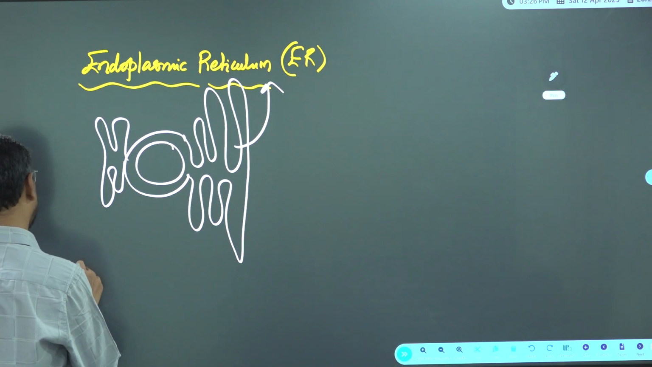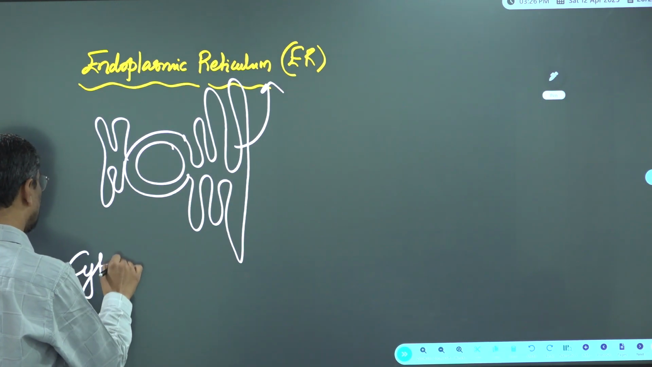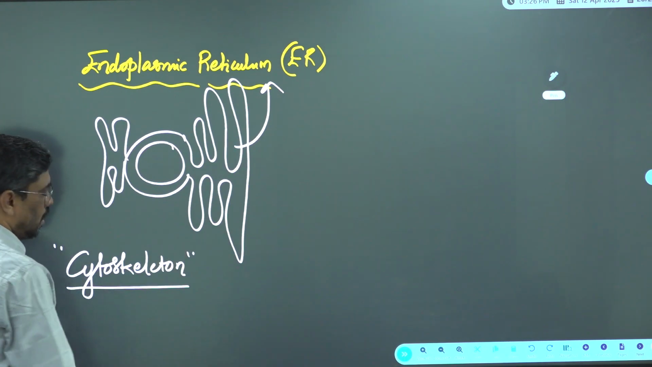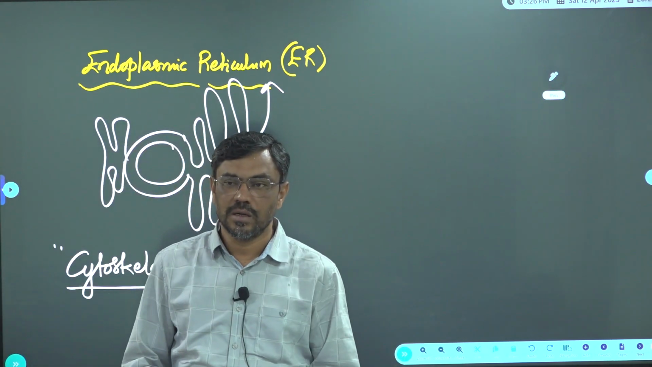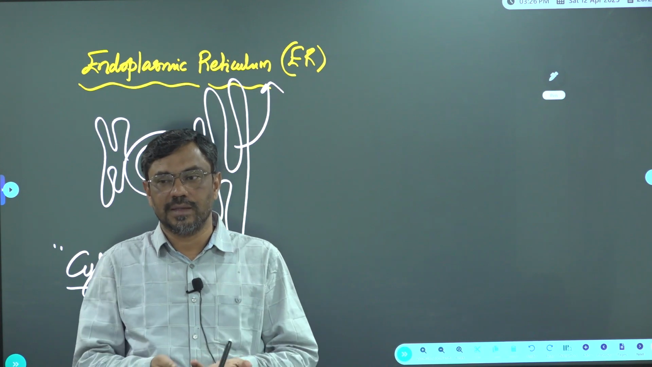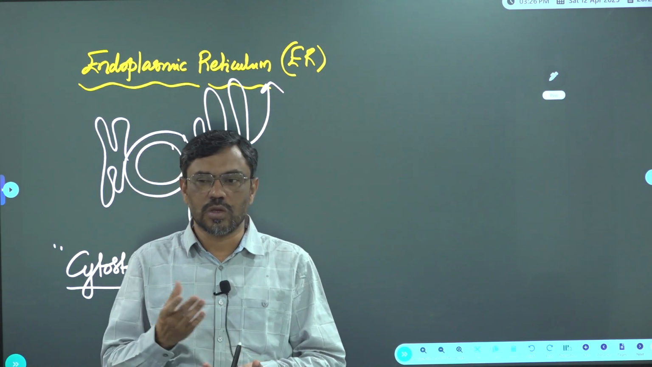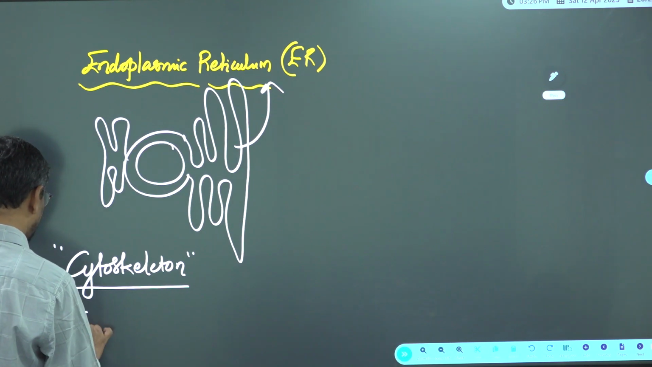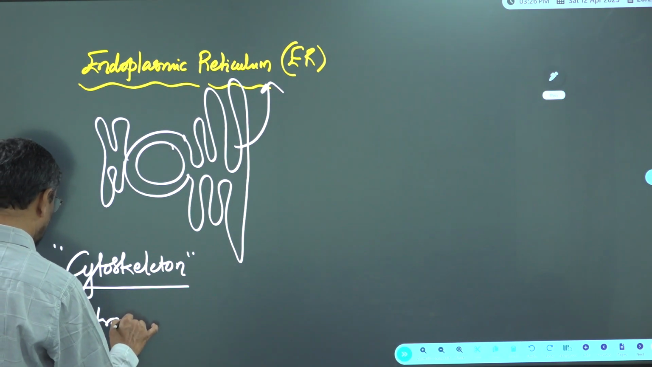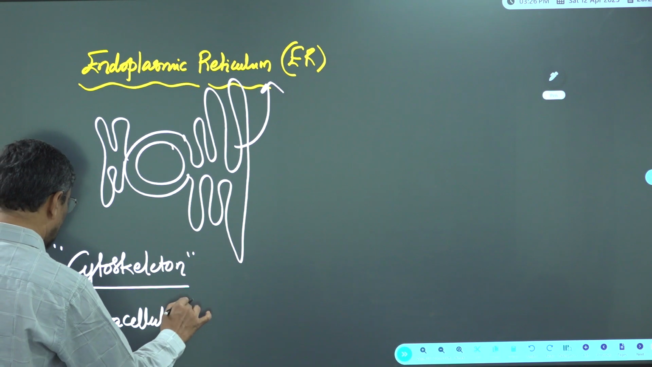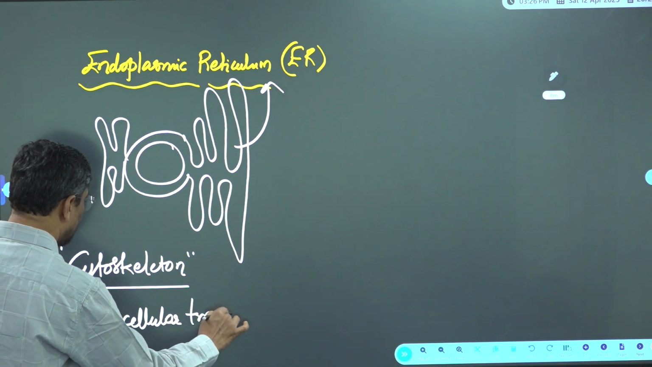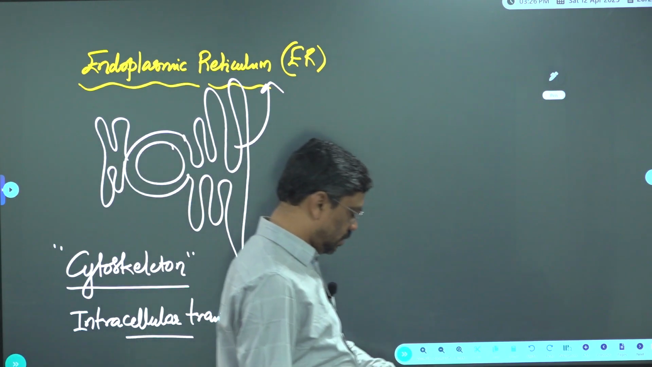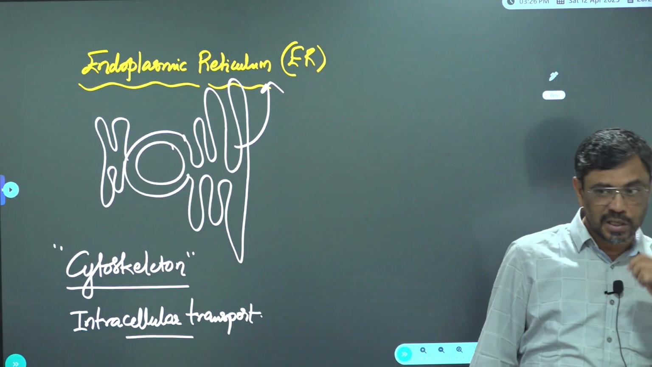This endoplasmic reticulum is also called the cytoskeleton of the cell. Why is it called cytoskeleton? Because it gives support to the cell. It acts like a skeleton. That's why it is called cytoskeleton. And it is useful for intracellular transport.